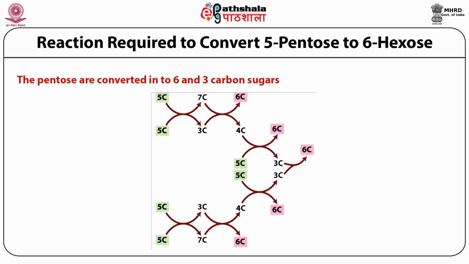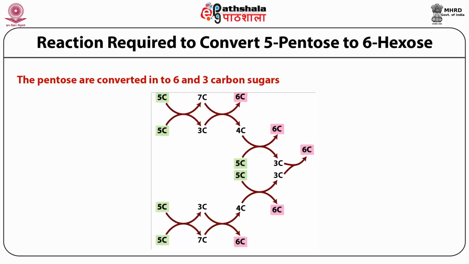The following figure shows reactions required to convert 5-carbon pentoses to 6-carbon hexoses. The pentoses are converted into 6 and 3-carbon sugars. The way to decipher it is to remember 2 key concepts. First, either a 3-carbon unit, that is 1 reaction, or a 2-carbon unit, 2 reactions, are transferred between acceptor and donor molecule.